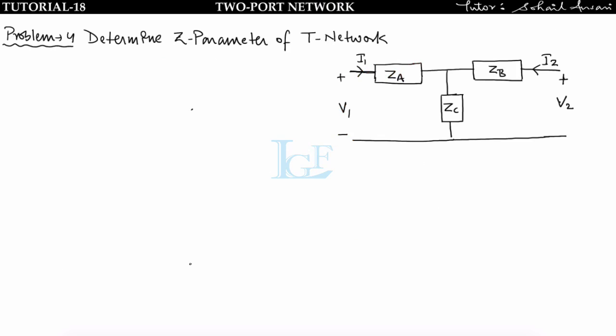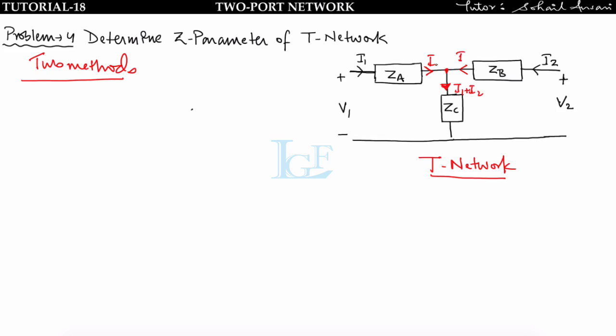Now let us look at this network. This is a T network, and in the T network we have to find the Z parameters. I am going to explain two methods for finding any kind of parameters. First is the KVL approach, KCL approach, or nodal approach, whatever you want to use, and the second method is by open circuiting or short circuiting. See here, I1 current is flowing here, I2 current is flowing here, which means at this node, in this branch I1 plus I2 current will flow, right?